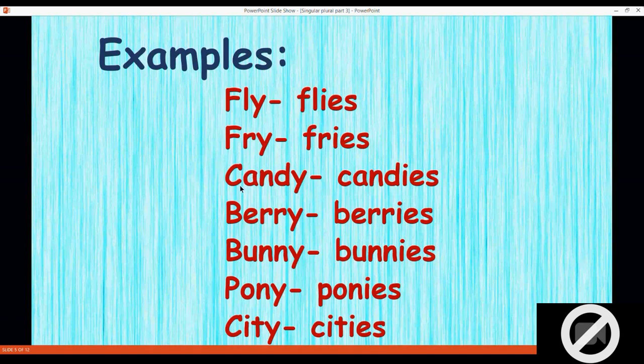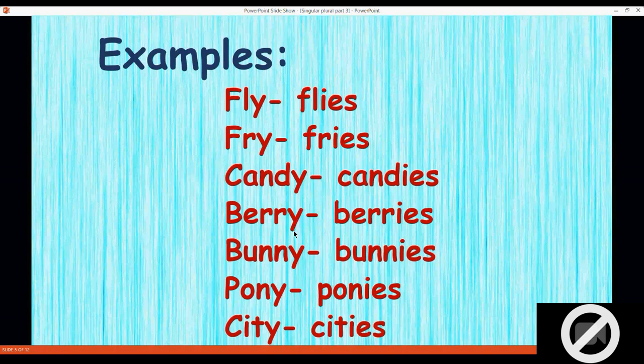Okay, children. Next word is candy. In this word also the same thing. The word candy ends with the letter Y, and also before Y it has a consonant. So we will take away Y and add IES. So it becomes candies. Okay. Next word is berry.